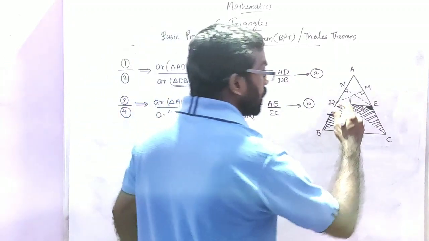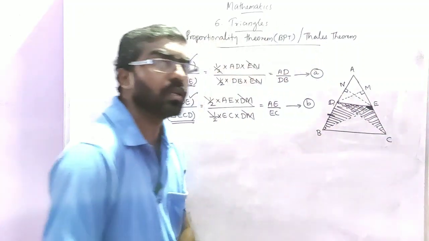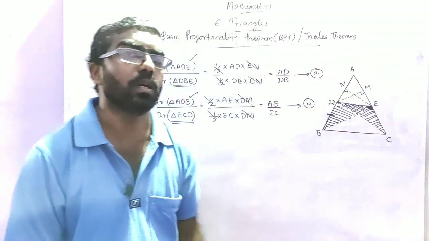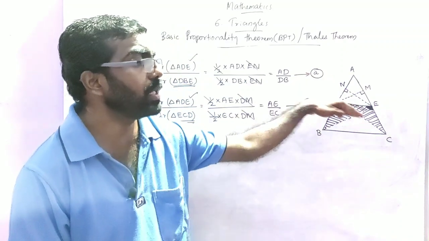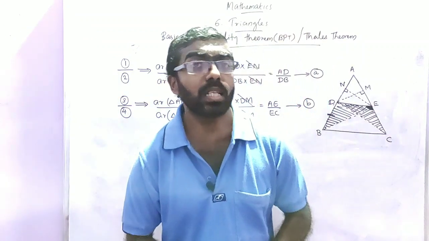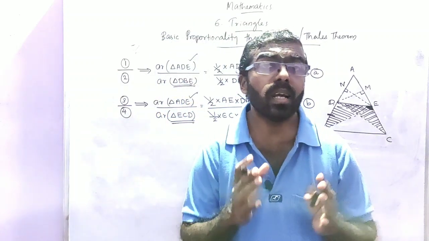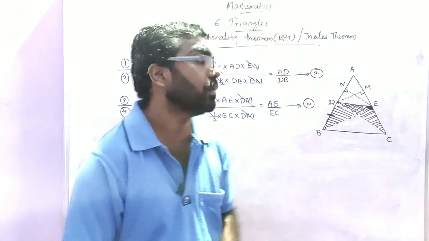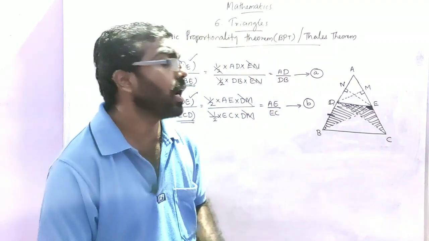DE is the common base for both the triangles, and the 2 triangles are lying between the 2 parallel lines DE and BC. In the statement itself it is given that DE is parallel to BC. You have already learned the concept in 9th standard, chapter 9, areas of parallelograms and triangles. The theorem is the triangles on the same base and between the same parallels are equal in area. I repeat, the triangles on the same base and between the same parallels are equal in area.